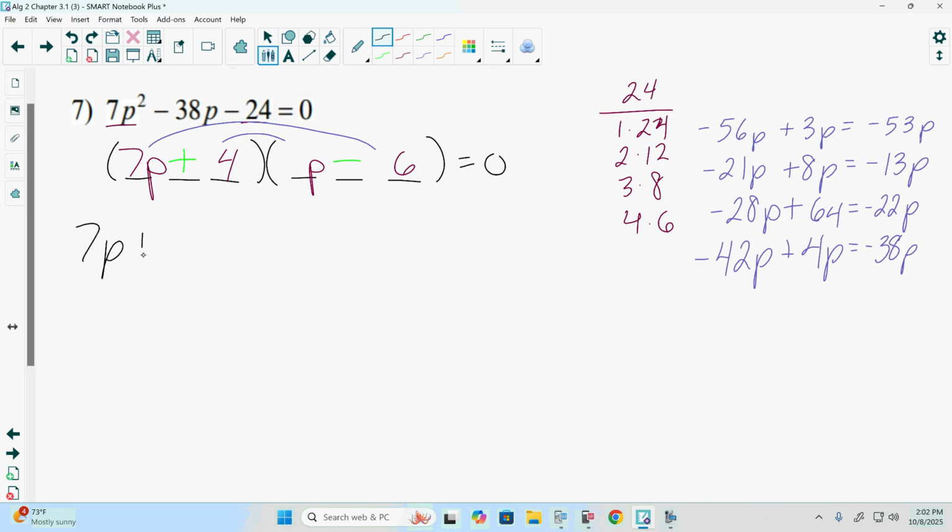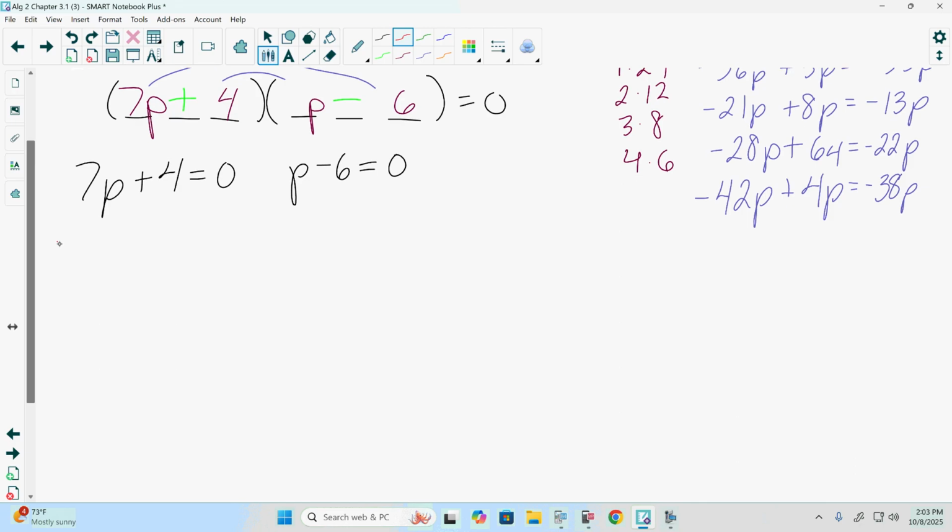Yes. So 7p plus 4 is equal to 0, p minus 6 is equal to 0. Okay, since we did find the correct factors, we do have 2 or more things multiplied together equals 0, so one of these has to be 0.